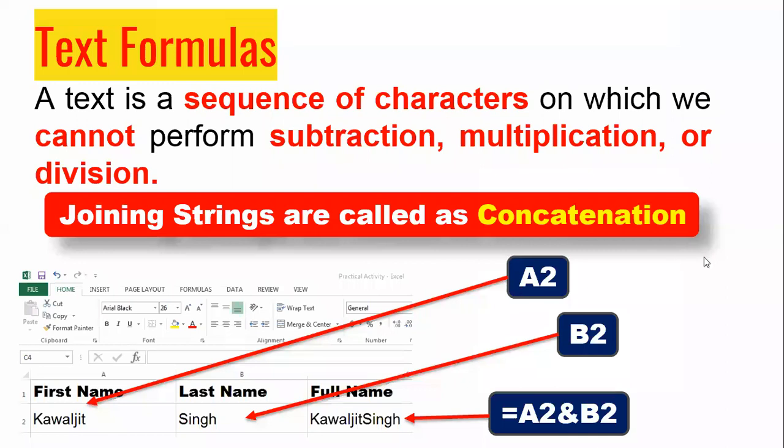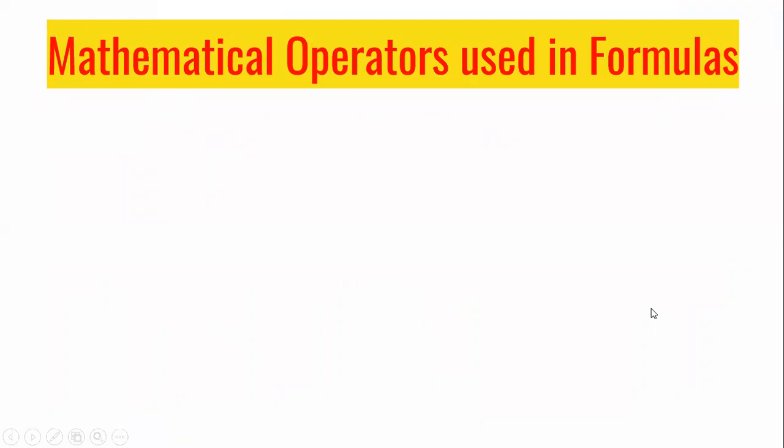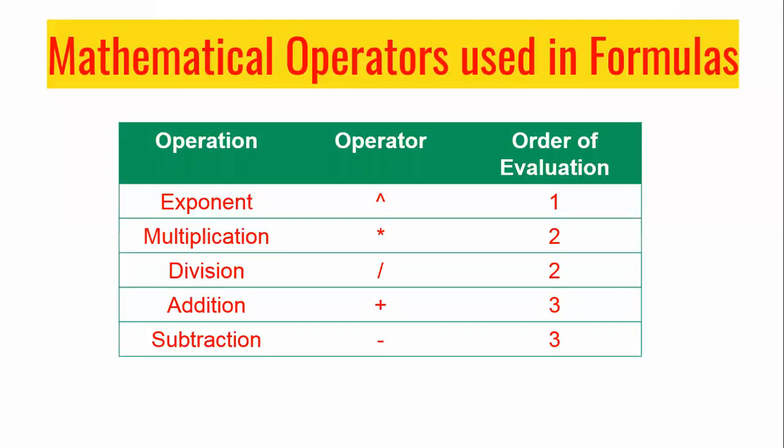Very good. Now kindly concentrate towards the next section. My dear respected students, it's my humble request that kindly concentrate. It's very important. Okay. Mathematical operators used in a formula. Here is the list of mathematical operators: exponent, multiplication, division, addition, and subtraction. And now the order of evaluation is also supposed to be mentioned here. यहाँ पे order of evaluation है, सबसे पहले exponent, फिर multiplication and division, फिर addition and subtraction.